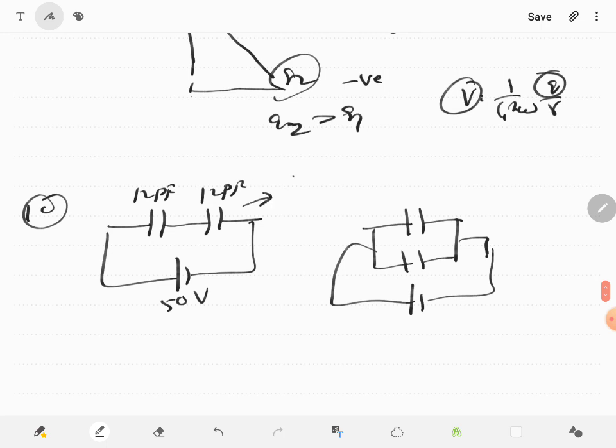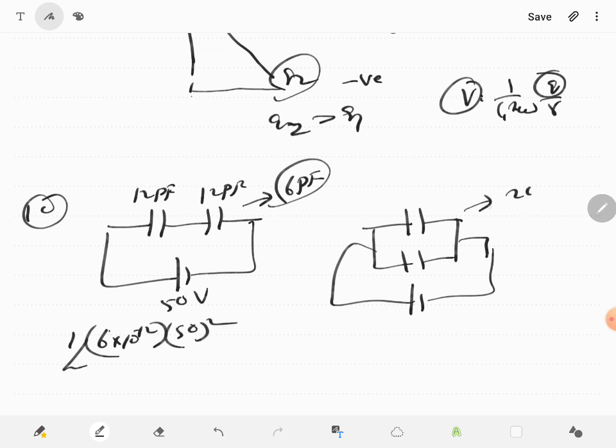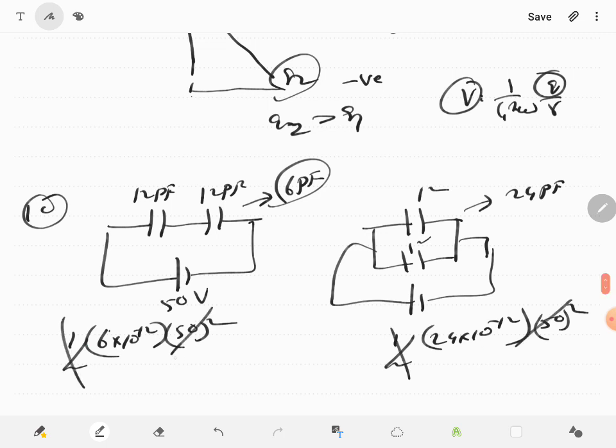This is series, so it will be 6 picofarad is the equivalent capacitance. And half C V square, 6 into 10 to the power minus 12 into 50 the whole square. And in the parallel case, it is 24 picofarad, the equivalent capacitance, so 12 and 12 picofarad, 24. So it's half into 24 into 10 to the power minus 12 into 50 the whole square. The ratio of these two means 1 by 2, 1 by 2 get cancelled, 50 square cancels, 6 is 6, 4 so 24. So therefore it's 1 is to 4 is the ratio. They're asking about the ratio of the energy stored in the combination.